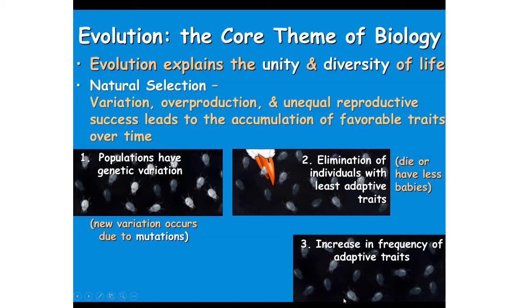So an increase in frequency of adaptive traits. So this entire process is called natural selection. So nature selecting who lives and who dies. Okay, and I have here until the environment changes again.